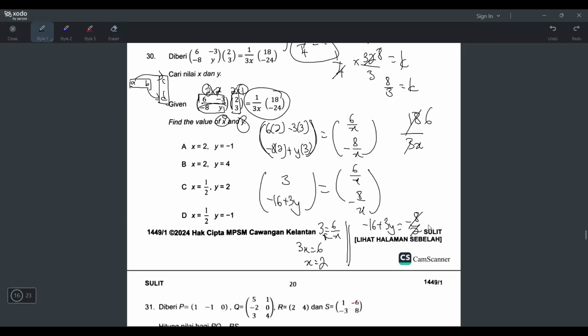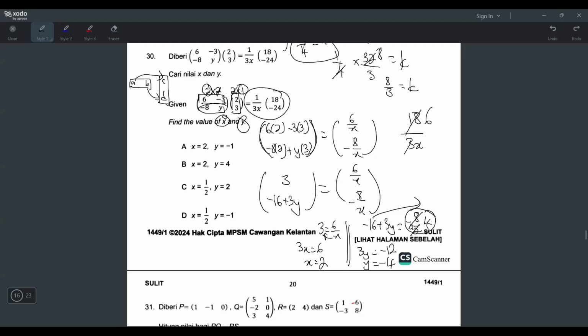Okay, what is negative 8 divided by 2? Negative 4. So it will become 3y. Okay, here negative 4, add 16. Negative 4 plus 16, negative 12. So y equals negative 12 divided by 3, negative 4. So x is 2, y is negative 4. Is there an answer here? There is no answer.